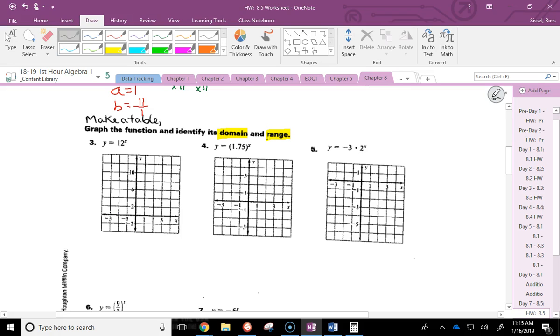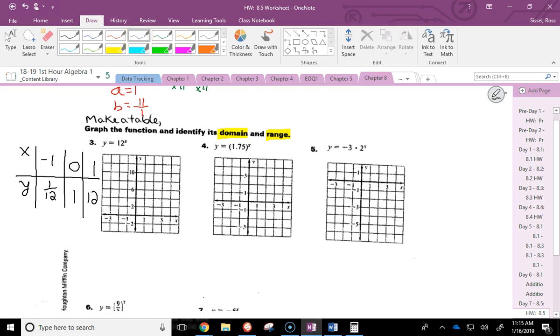To do this, I would go ahead and say x, y. When I only have to do a couple, I do a negative to get on one side. I do 0, and I would do 1. So when x is negative 1, I'd have 12 to the negative 1 power. That'd be 1/12. When x is 0, 12 to the 0 power is 1. And when x is 1, 12 to the first power is 12.